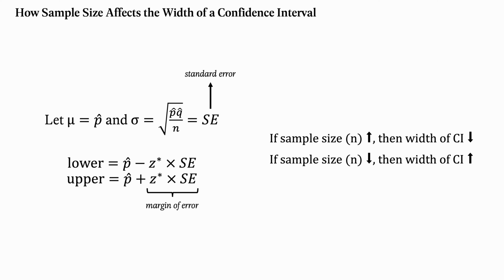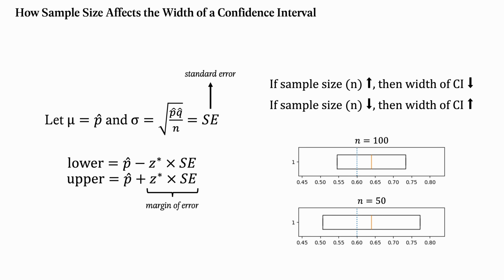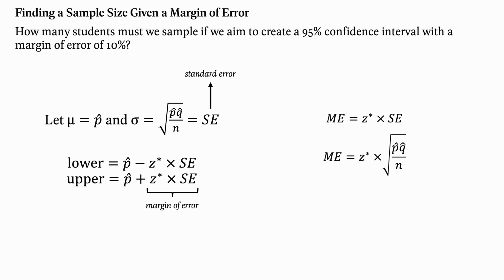Altogether, increasing the sample size decreases the width of the confidence interval, and if we decrease our sample size, then we have a wider confidence interval. Once again, here are a couple of intervals generated with different sample sizes to illustrate this point. Let's say we have a desired margin of error at a certain confidence level. How might we find the sample size, little n, needed to achieve it?